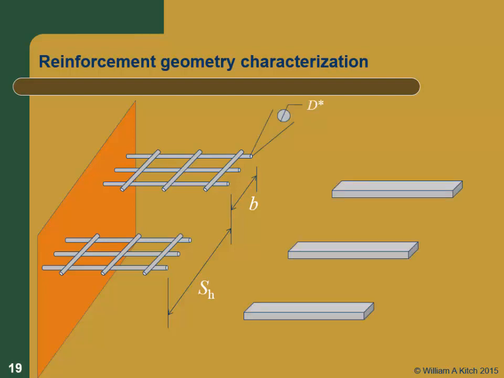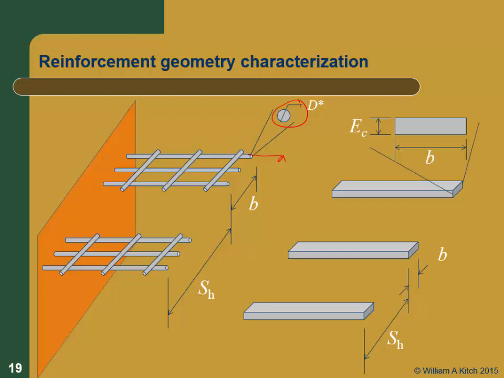If we're using welded wire mesh, then we use D star for the diameter. It's not necessarily really the diameter. We'll talk about that in a while, but D star is a characteristic diameter of the longitudinal elements, because that's what we're going to use to discuss the strength of materials. If we have bars, B is the width of the bar itself, and SH again is the center to center or edge to edge spacing of the bars.